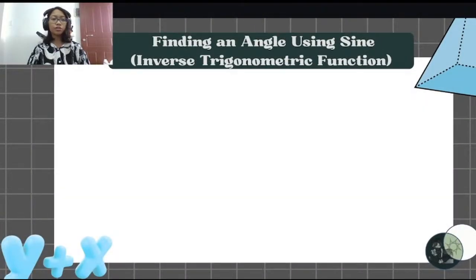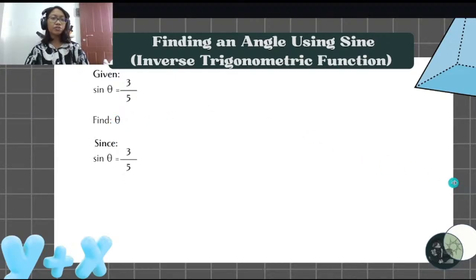Finding an angle using inverse trigonometric function. In this example, the trigonometric ratio is already given. Sine theta is equal to 3/5, and we are asked to find the angle theta. Since sine theta is 3/5, we are going to apply the inverse sine function.